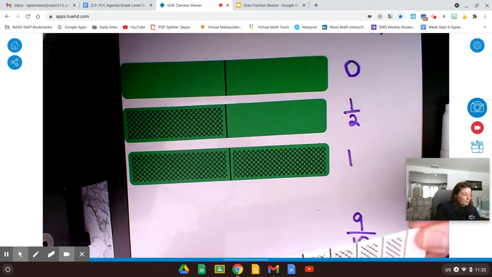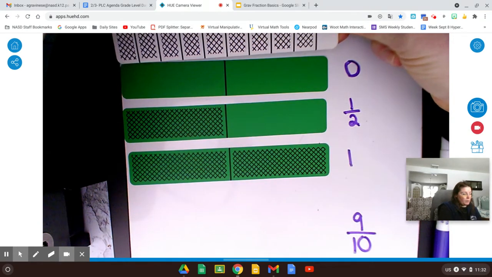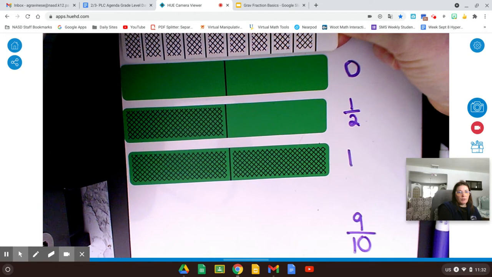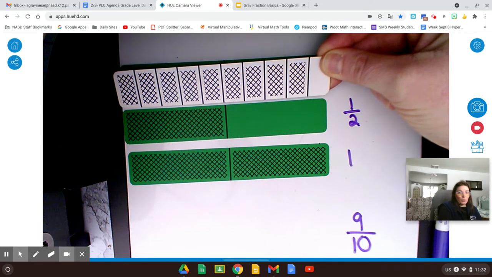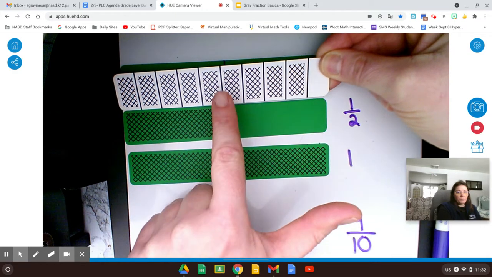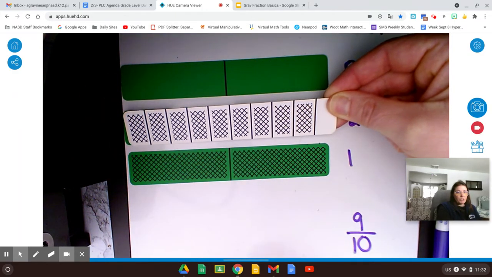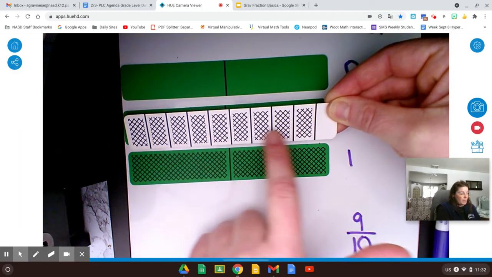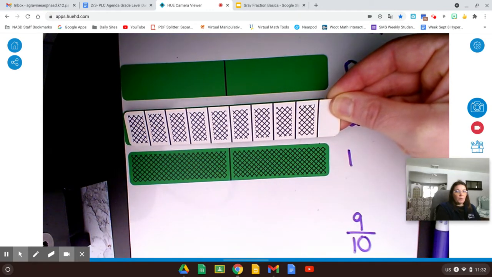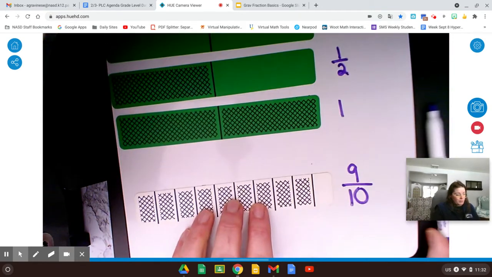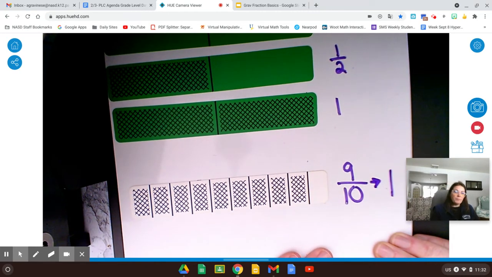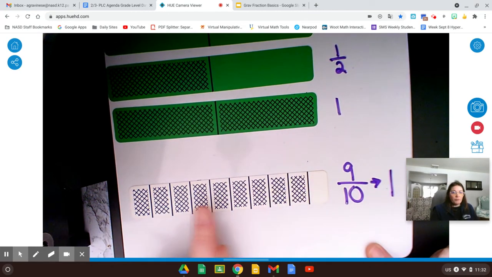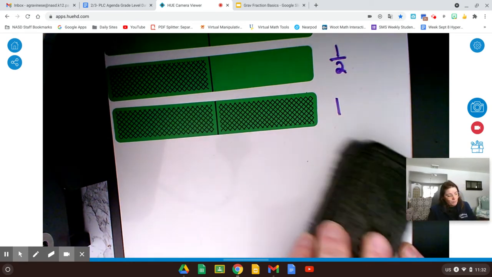So let's see. I'm looking at my shaded amount. Well, it's definitely not close to 0. It's a lot more than a half. And you can see that when I match it up to my whole, it's almost the entire amount. So I would round 9/10 to 1 whole. It's close to being all of the way filled in. Let's look at another fraction.